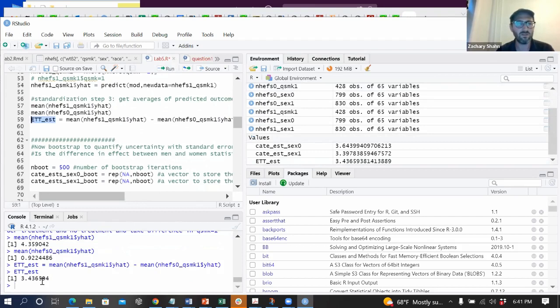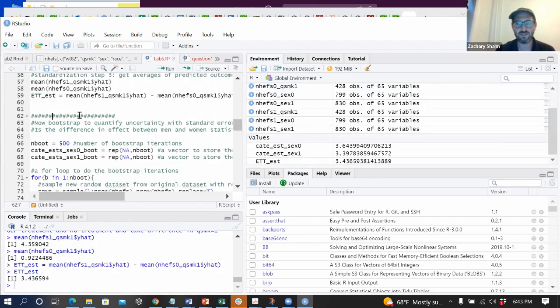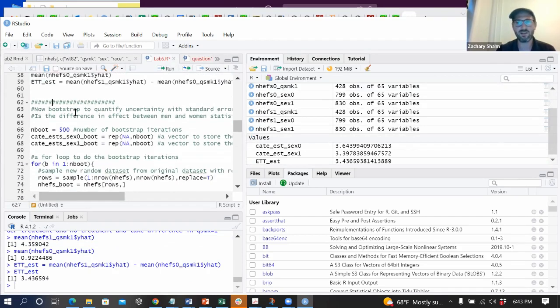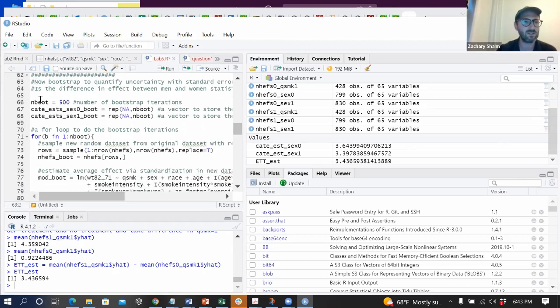So 3.4. So that's the effect of treatment on the treated, which is a very commonly targeted what's called an estimand, like quantity of interest. A lot of people are interested in that to just see what the effect was, again, on the people who actually received the treatment.